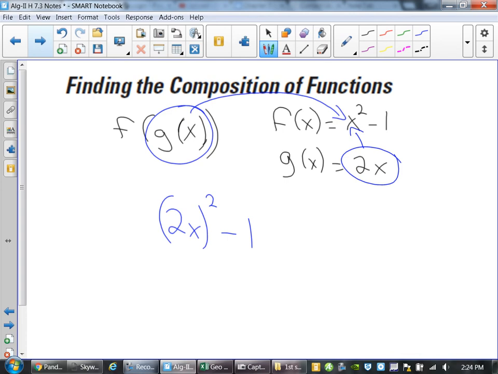Will we ever have the answer of f of x equals x squared minus 1 and then have to find out what g of x is? Oh, you can do that. I haven't thought about that. That's a great question. Maybe.